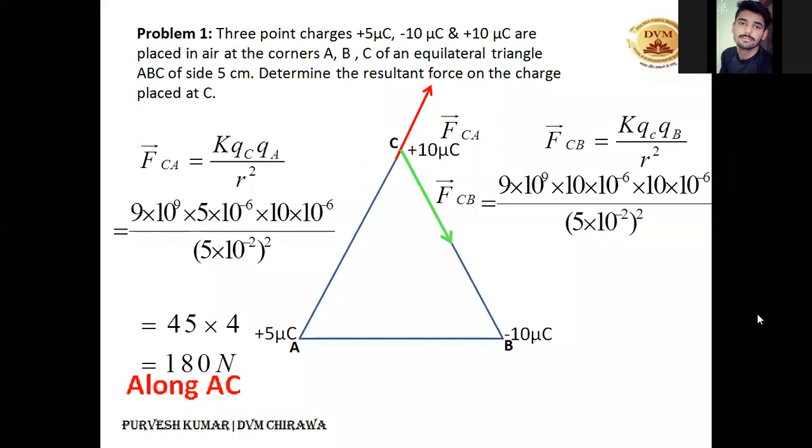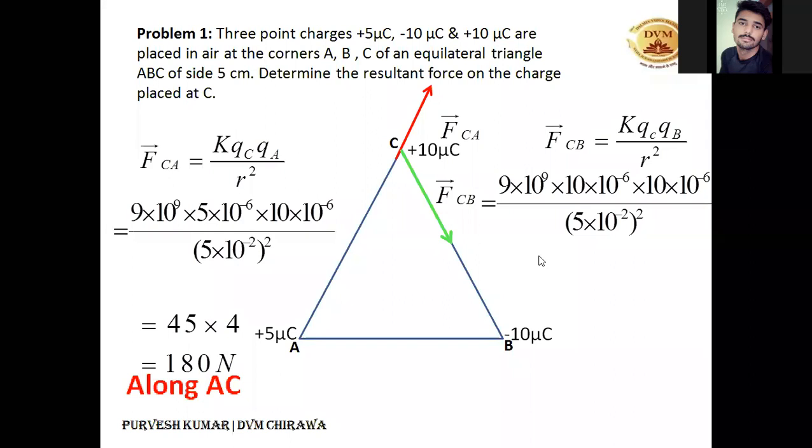Please note this thing, that we should not be writing the sign of QB. Why so? Because it is for the direction, and that direction we have already taken from C to B. And it is divided by R square, the distance between the two charges, and this R square is 5 into 10 to the power minus 2, whole square, because the side is 5 centimeters. Up till now, I hope that it is very much clear to you.